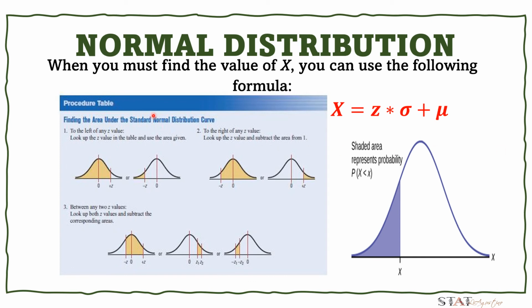So if you're looking for the value of x, you can also compute it by a simple transformation. When you must find the value of x, you can use the following formula. X is equal to your z-score multiplied by your standard deviation plus your mean. So for example, in this area you are given, you are looking for the value of x instead of the probability.